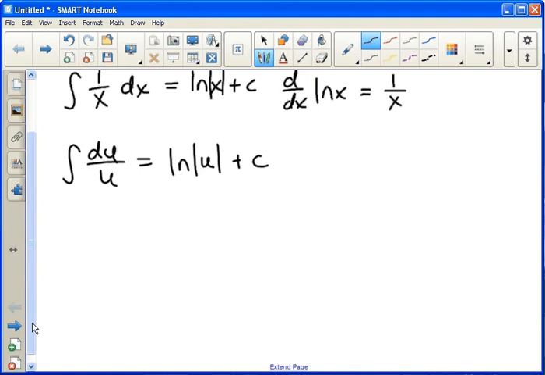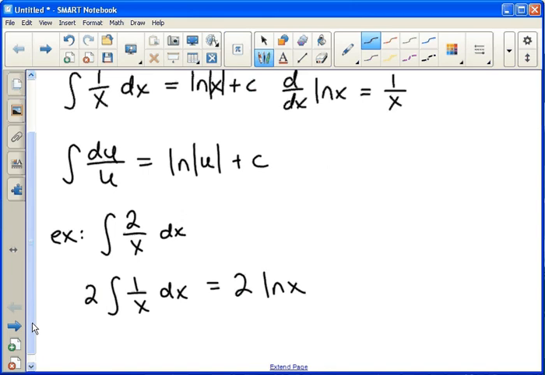Alright, so let's try an example. We're doing a form of U-substitution here, just so you know. Let's say we have the integral of 2 over x dx. Well, remember we can pull the 2 out front, so we get 2 times the integral of 1 over x dx. And according to the rule, we know that the integral of 1 over x is the natural log of the absolute value of x plus c. So sometimes you may just need to pull a coefficient out front in order to make it work.